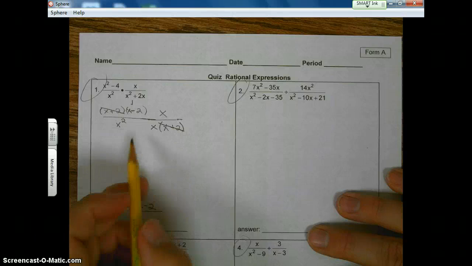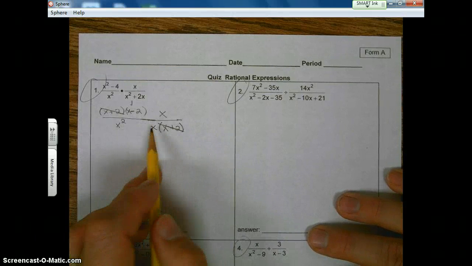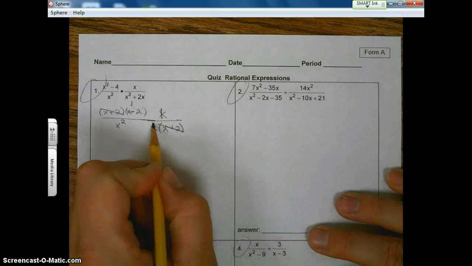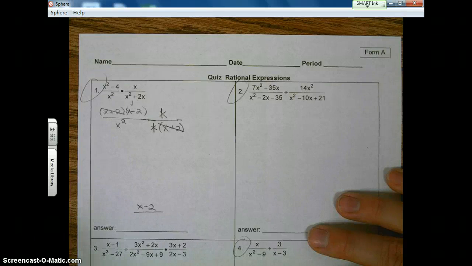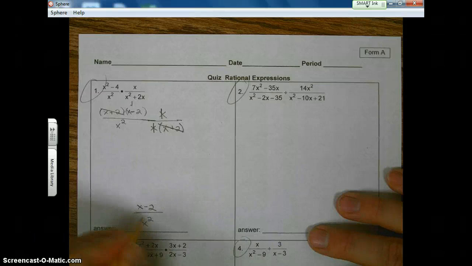Okay, now let's deal with the terms. We have an x and an x, so those two can cancel out. Anything divided by itself is 1. So all that we have left on the denominator is x squared.